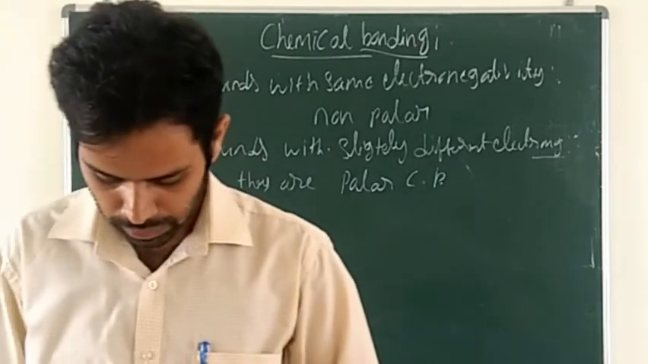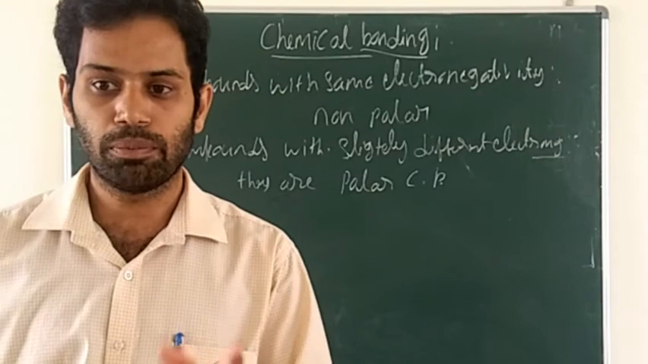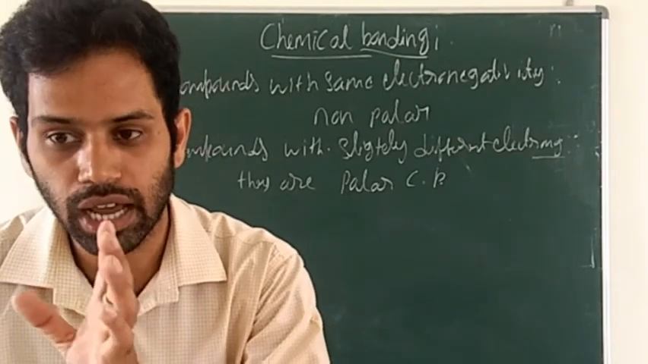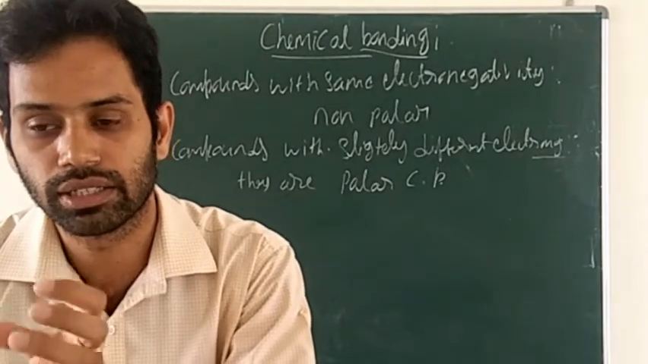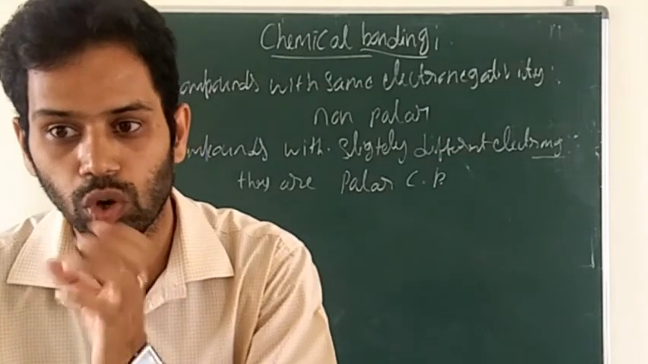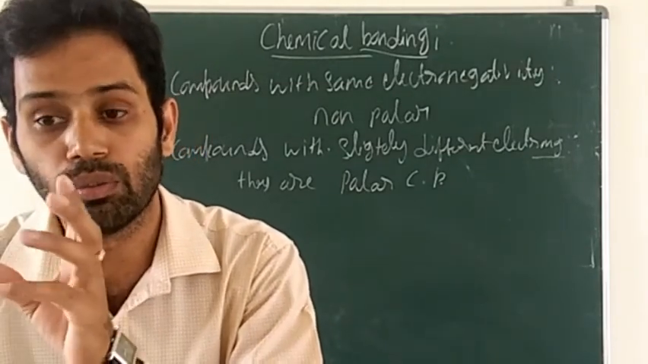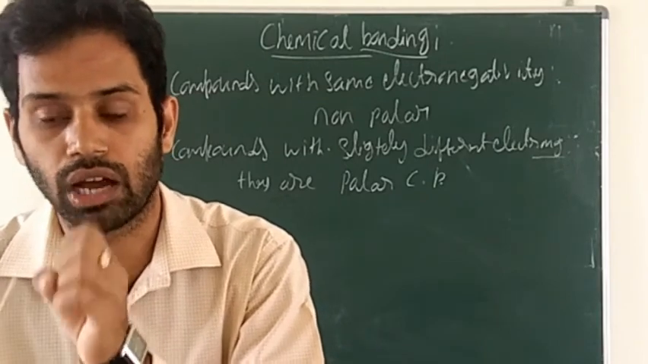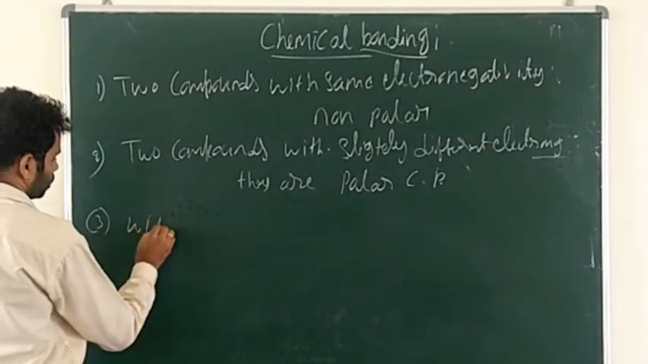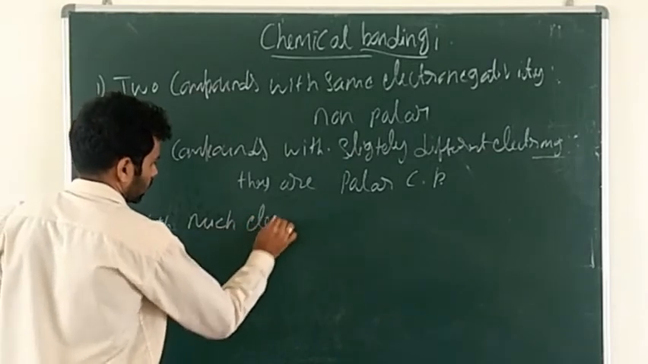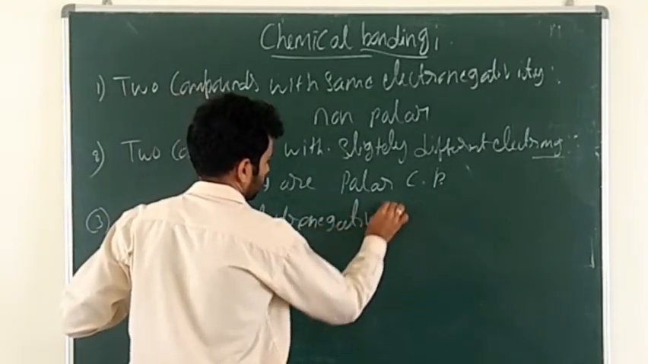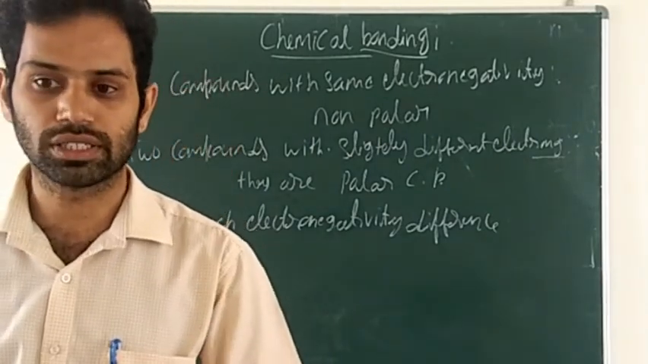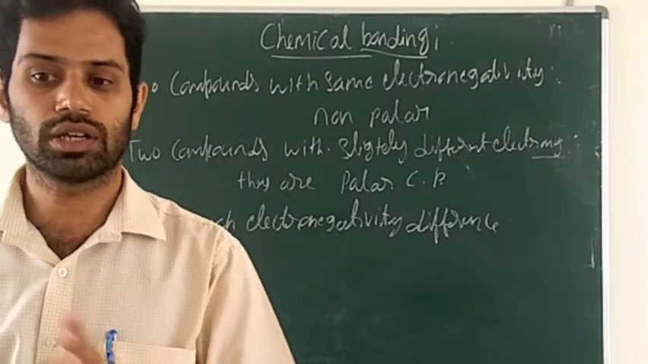Okay. And the last one. Between the two compounds there is a lot of difference in their electronegativity, so they form ionic compounds, not covalent compounds. Keep it in mind: if the two compounds have more electronegativity difference, they form ionic compounds, not covalent compounds. Okay.